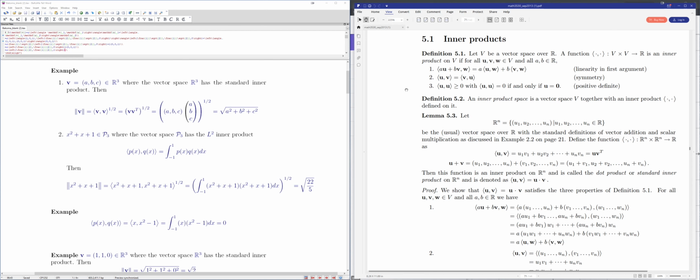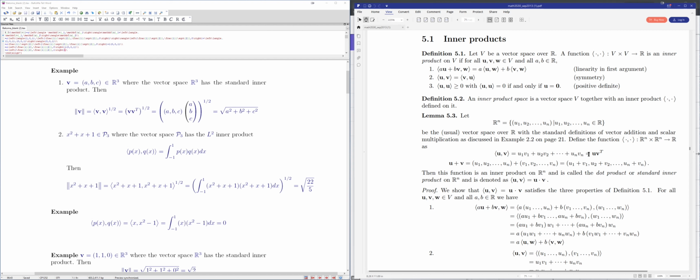So we want to continue with a discussion on inner products of vector spaces. For the vector space Rn, we saw the dot product. The dot product between two vectors u and v, where u is u1 to un and v is v1 to vn, is defined this way.